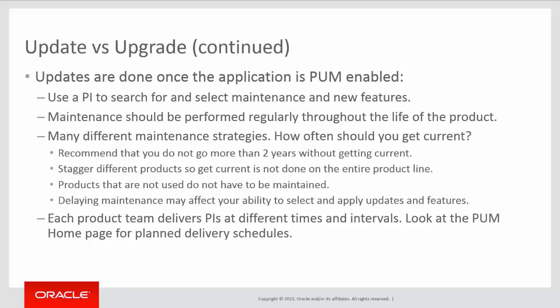We recommend to get current on an update image approximately every 2 years. A good way to keep current is to stagger a product area so you're not doing everything at once. That will keep the projects a reasonable size. If there is a part of the system that you don't use, you don't have to maintain it. Again, it's important to remember the longer you go without applying maintenance, the more difficult it will be when you do.